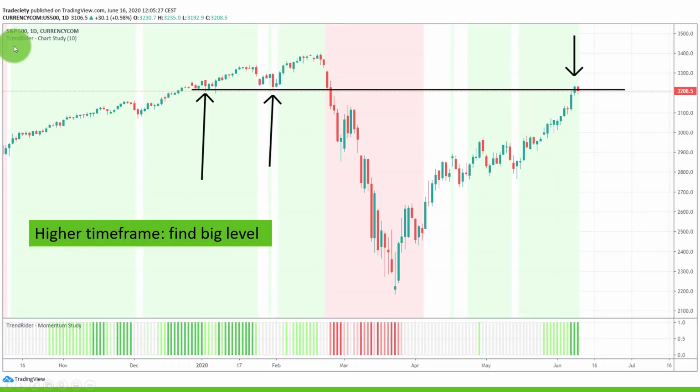And again, we are starting on the daily time frame. This is the S&P. So the trend rider doesn't only work for Forex, but you can use it on commodities, on indices, and even on stocks. And it is available on MetaTrader 4, MetaTrader 5, and TradingView, by the way.